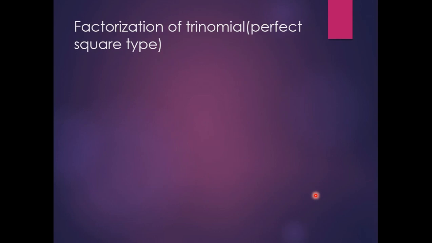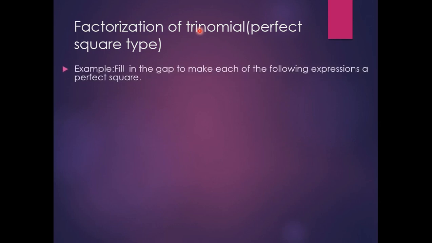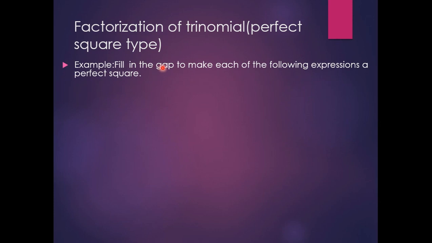Now factorization of trinomial. Trinomial means the algebraic expression having 3 terms. Tri means 3, so trinomial means the algebraic expression having 3 terms. So here is one example. Fill in the gap to make each of the following expressions a perfect square. To make the expression a perfect square, it must be a trinomial, and it must be in either a plus b whole square form, or a minus b whole square form.